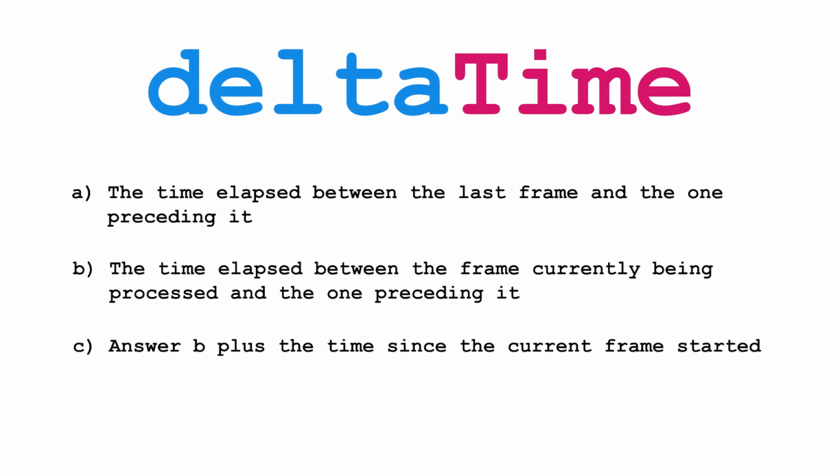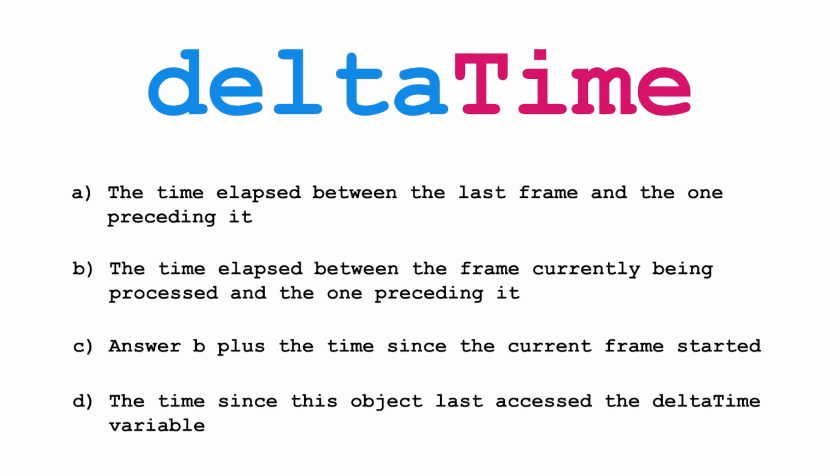C, is answer B plus the time since the current frame started? Or is it D, the time since this object last accessed the delta time variable? So dear test participants, think about it, pause the video, there are some points to be earned. I will reveal the solution in 3, 2, 1.